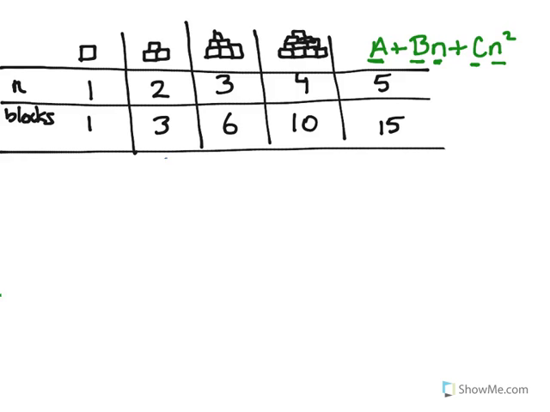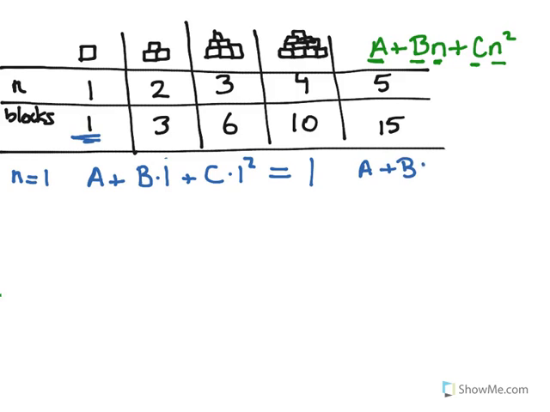Well, we get the equations the same way that we did last time. We start with what happens when n equals 1 in this equation. We would have the form a plus b times n. We know that n equals 1, so we'd have b times 1 plus c times n squared. We know that n is 1, so that is c times 1 squared. And what is all of that going to equal? It's going to equal the answer that we got in number of blocks when n equaled 1. So that is going to equal 1. So here's our first equation that we can rearrange: a plus b plus c equals 1. This is equation number 1.